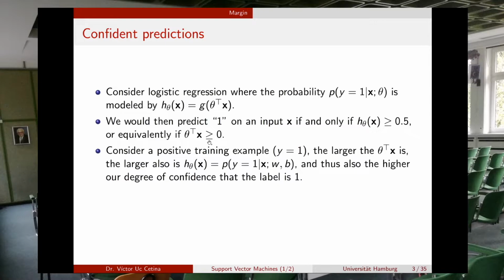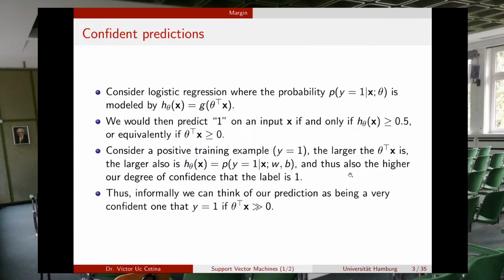Now, consider a positive training example. So the label is 1. The larger this dot product is, the larger also the evaluation of h is going to be, and thus also the higher our degree of confidence that this label is a 1. Thus informally we can think of our prediction as being a very confident one, that y equals 1, that we have a positive example if the dot product is significantly larger than 0.